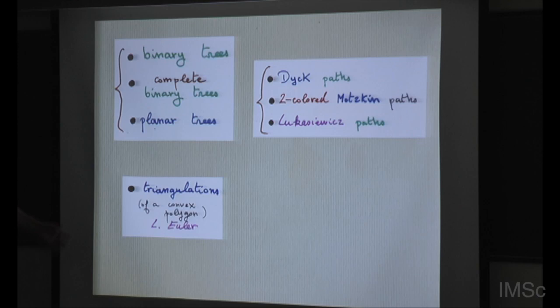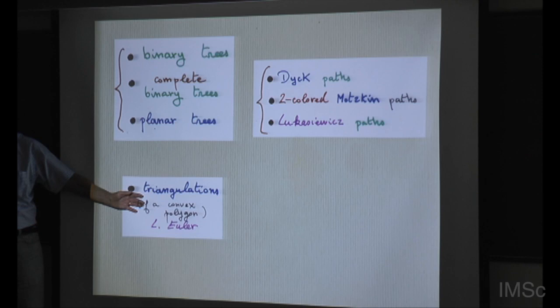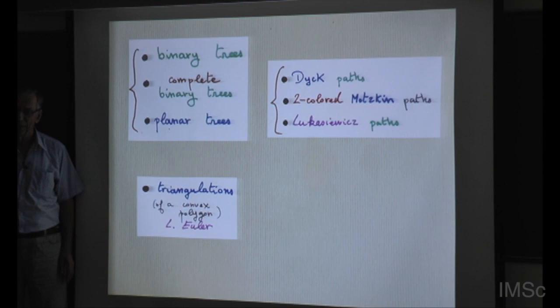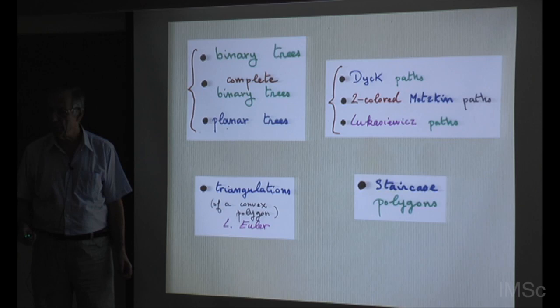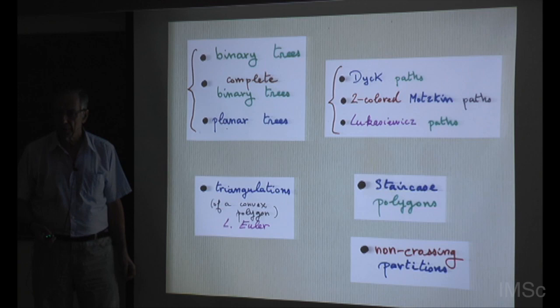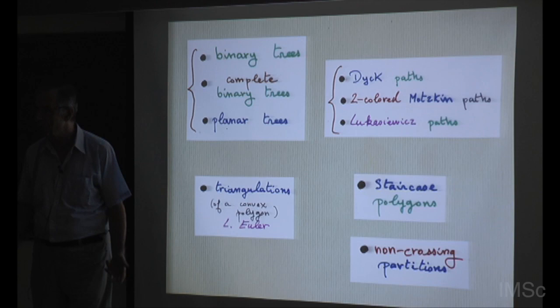Also, a historical interpretation, which goes back to Euler. The first time the Catalan number appeared, to my knowledge, in the Western literature was by Euler in 1751 in a letter to his friend Goldbach about triangulation of convex polygon. I will use also staircase polygon or parallelogram polyomino, and also non-crossing partition, which appear in many areas of combinatorics, and also it's strongly related to free probability in some other context.